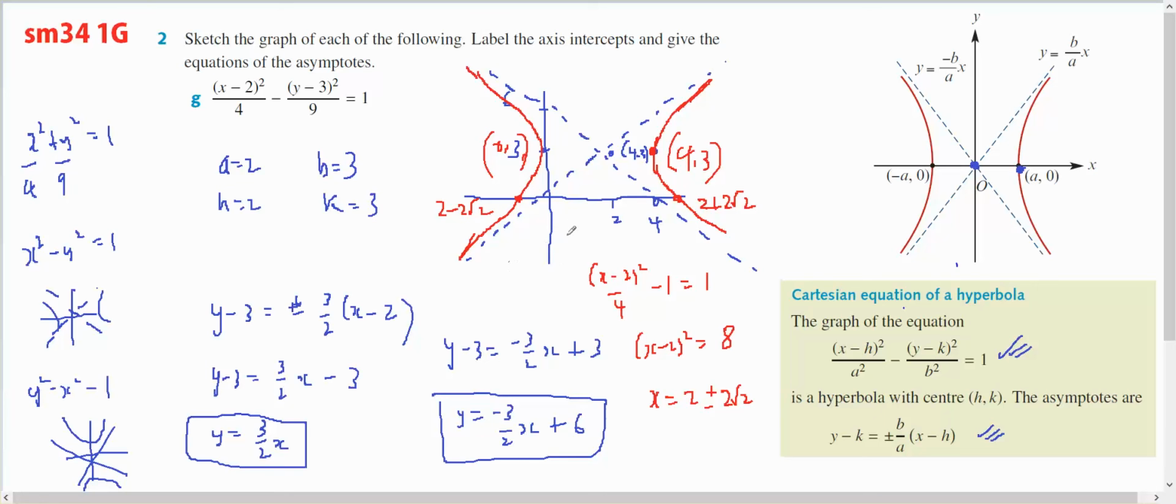I have my asymptotes shown. I've got the centre of the hyperbola at 2 and 3. And the equation of the asymptotes is y equals 3 on 2x and y equals minus 3 on 2x plus 6.